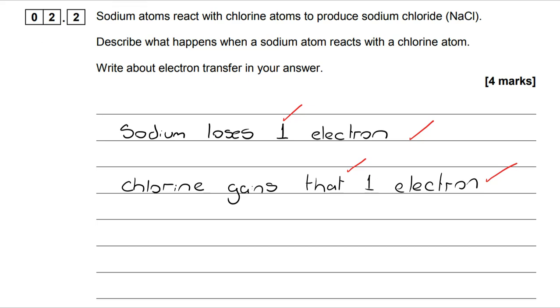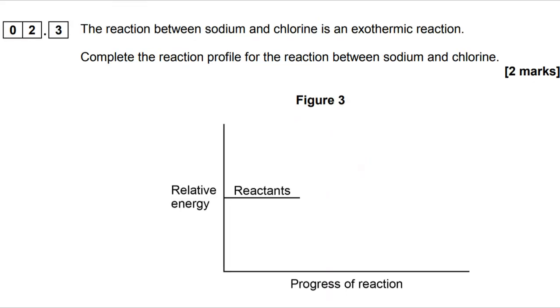And moving on to 2.3, where we're looking at energetics and the energy profile diagram. So this one is worth 2 marks. And the first really important piece of information is that it's an exothermic reaction. Now, an exothermic reaction occurs where energy is lost to the surroundings. So the temperature of the surroundings goes up. Now that means that the products will have less energy than the reactants did.